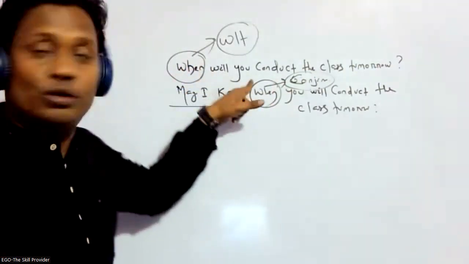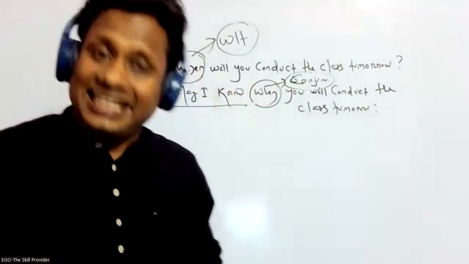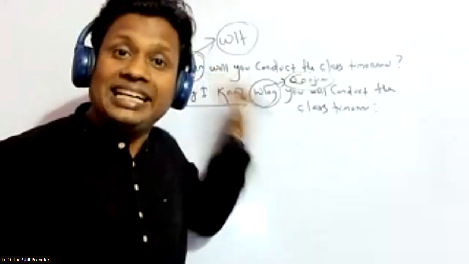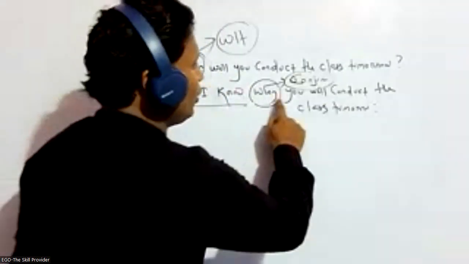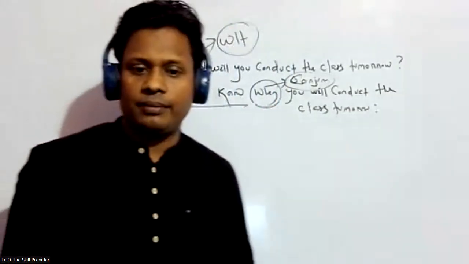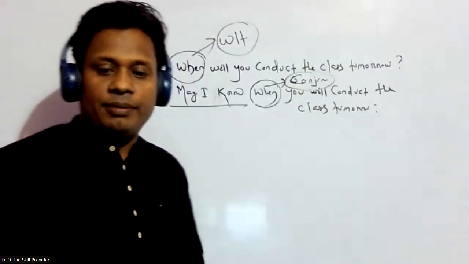Here when doesn't work as a WH word, here it is a conjunction. So conjunction means when you will conduct the class tomorrow, like that you can say. Any more questions? Ask me. Everybody?